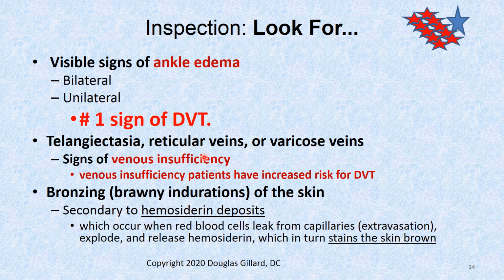Telangiectasia and reticular veins and swelling, and especially brawny indurations, these are signs of deep venous insufficiency. The valves of the deep system are screwed up, and that increases the chances of them having a DVT. The brawny indurations or the bronzing, remember we talked about, that's a sign they're on their feet a lot, or for whatever reason their lower extremity is under a lot of pressure. It has way too much venous blood all the time in it, and blood cells get squirted out into the interstitium and they explode and release hemosiderin, and that tattoos the skin permanently brown.